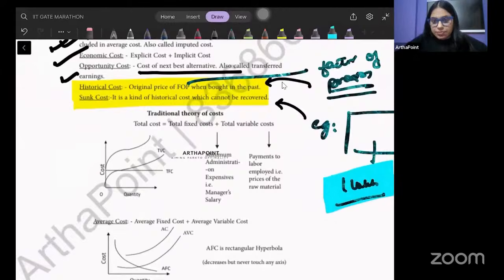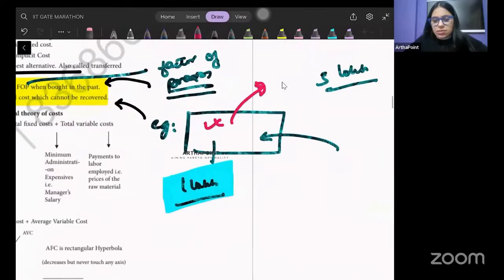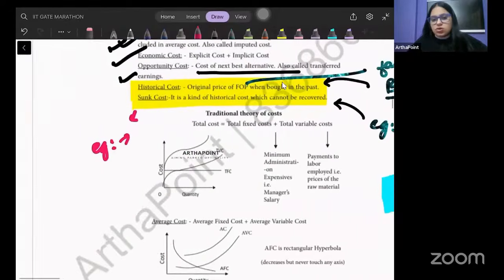So, for example, if I just go ahead and I talk about the cost of advertising, I can't recover the costs I've spent on advertising ever. I can recover this land cost by selling it, but I can't recover the cost of advertising directly. So that becomes a sunk cost.